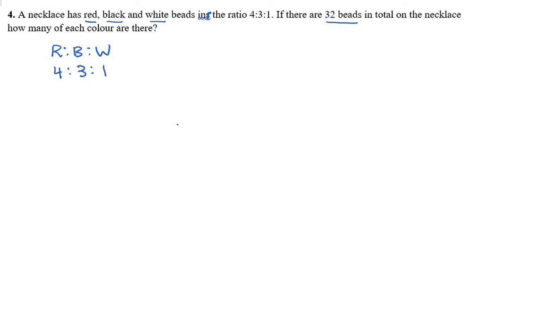4:3:1. Same again, I'm just going to call them parts. So that means there's 4 parts red, 3 parts black, 1 part white, and that gives me a total of 8 parts. So I find out how much each part is worth. So if I've got 32 beads, I need to divide that into 8 parts. So 32 divided by 8 gives me 4 beads per part. Okay?